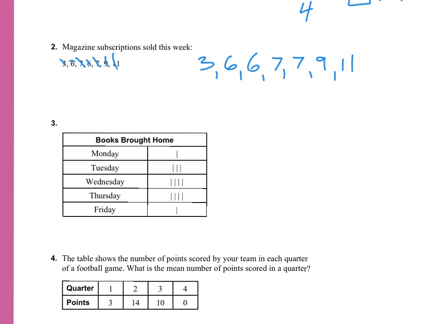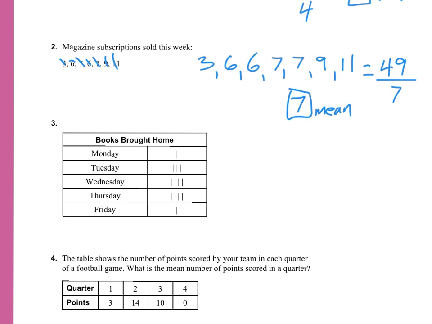And we get 49. And then we're going to divide by, well, I'll count them so you can see them. 1, 2, 3, 4, 5, 6, 7. So 49 divided by 7. I know my multiplication table, so I know 49 divided by 7 is 7. So 7 is my mean. Okay, that is the average.